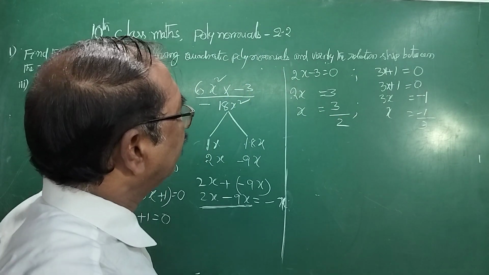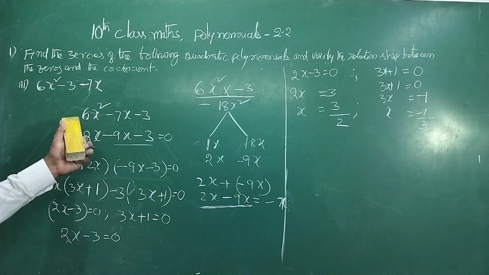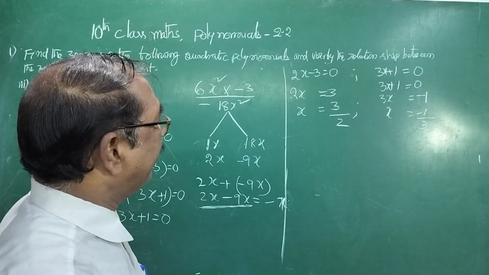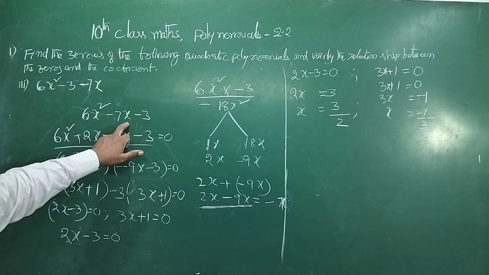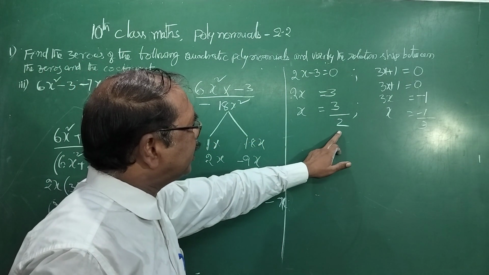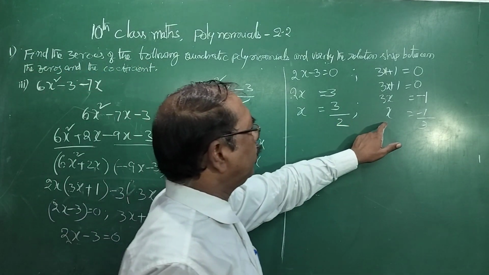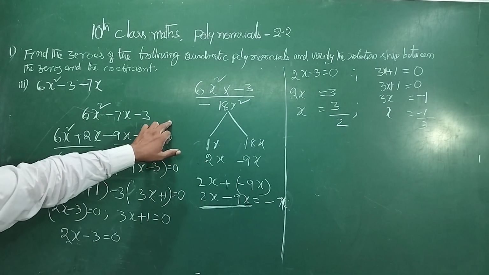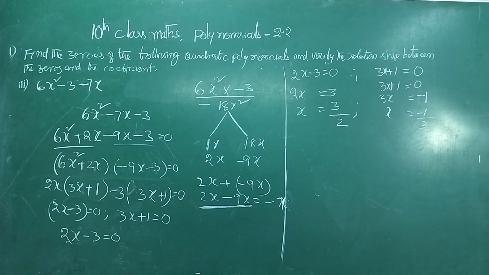Here x is equal to 3 by 2 and x is equal to minus 1 by 3. These two are the zeros of this polynomial. What is meant by these two values? When we substitute 3 by 2 in the place of x, we get 0. When we substitute minus 1 by 3 in x, we get the zero of the polynomial. So we call them zeros of the polynomial.